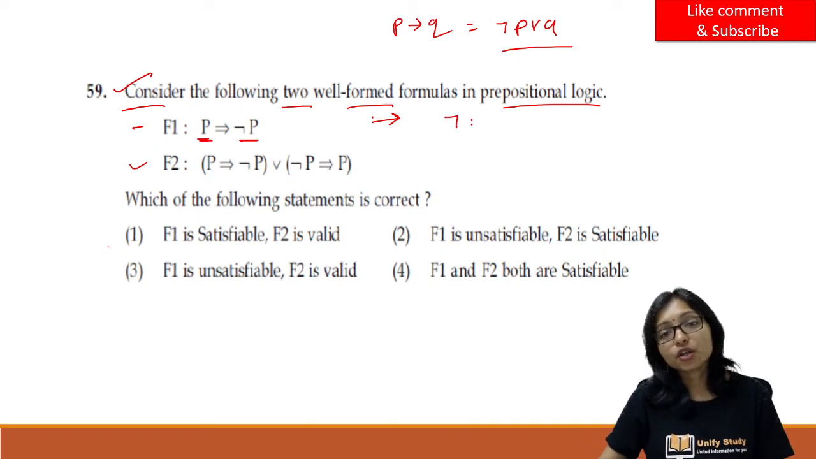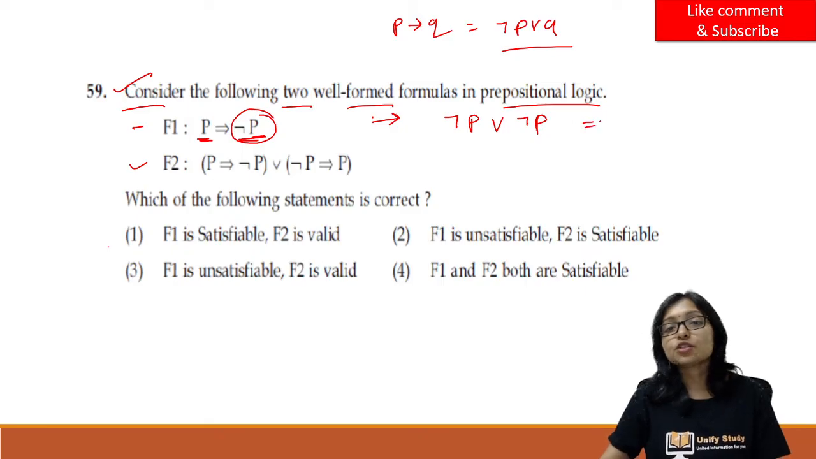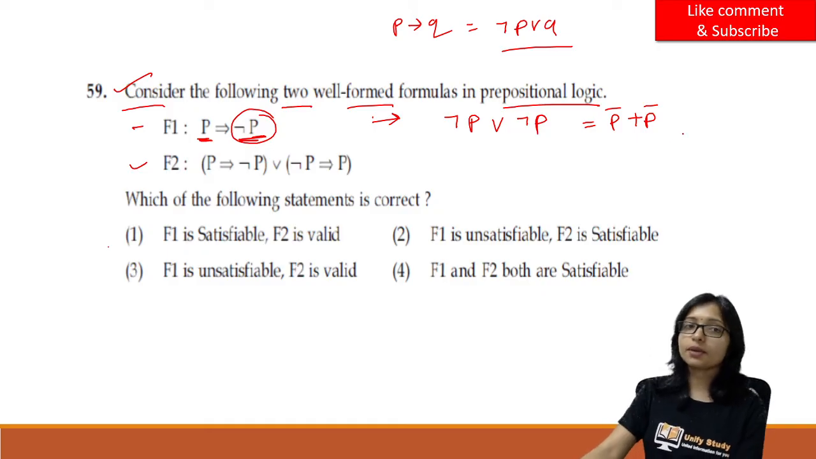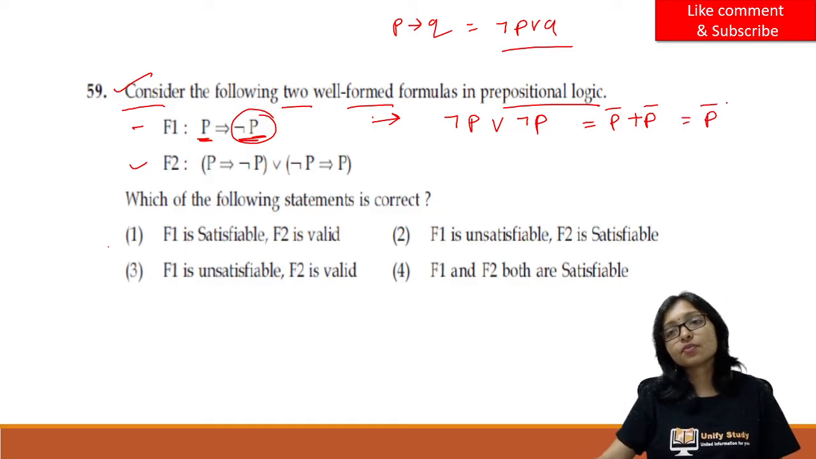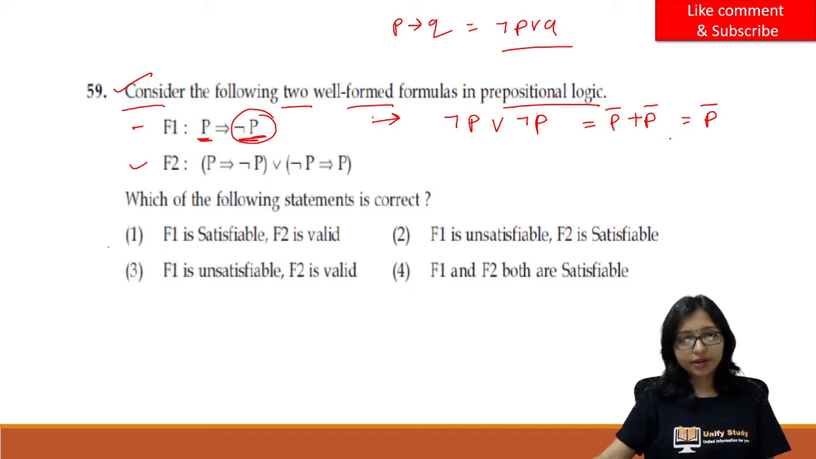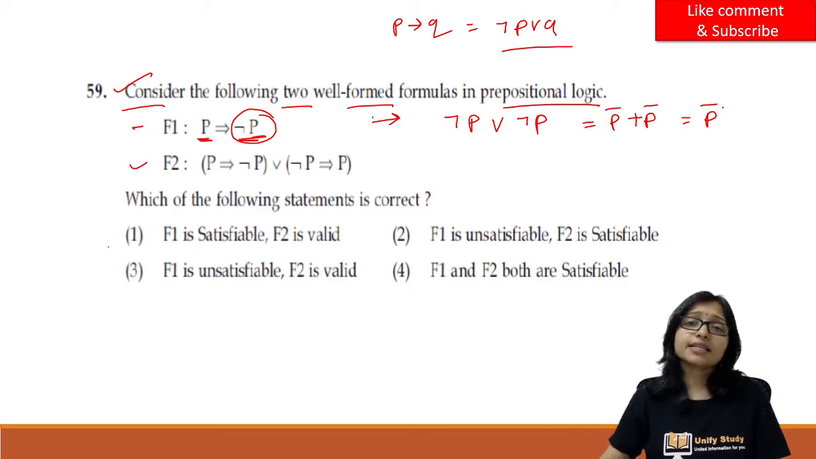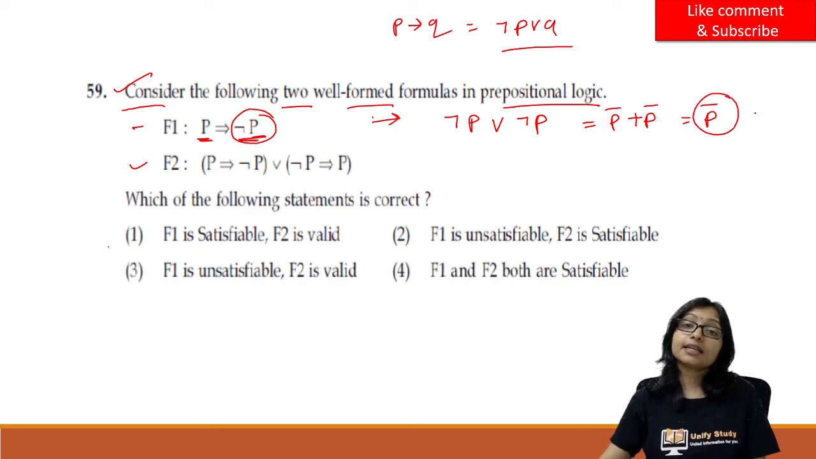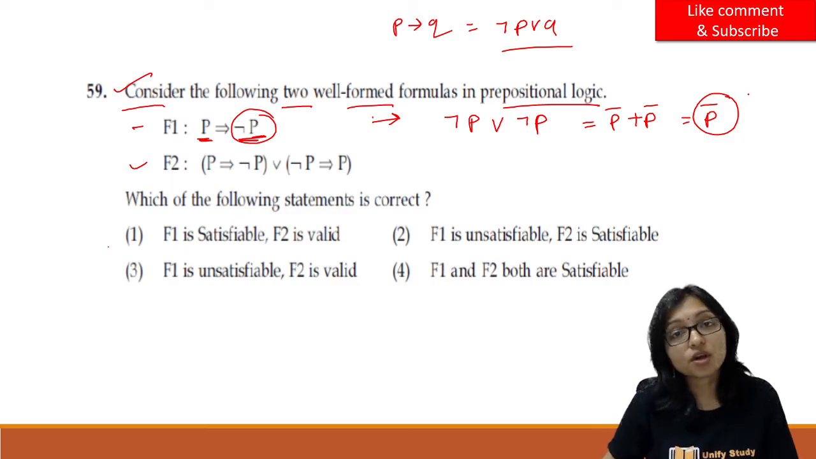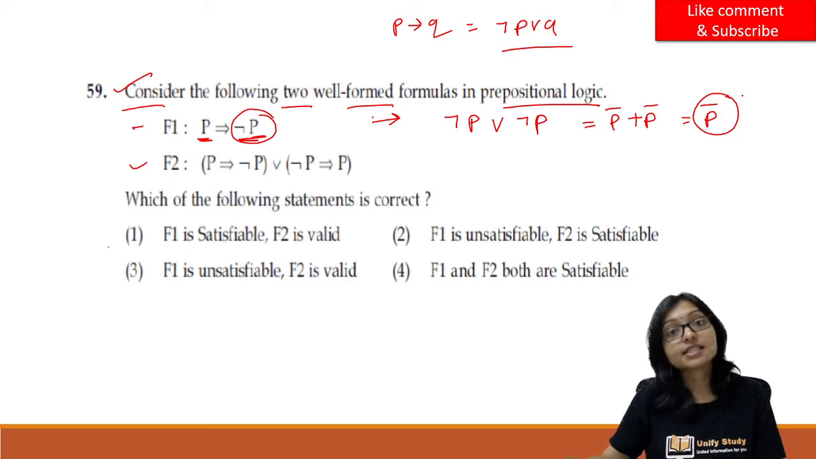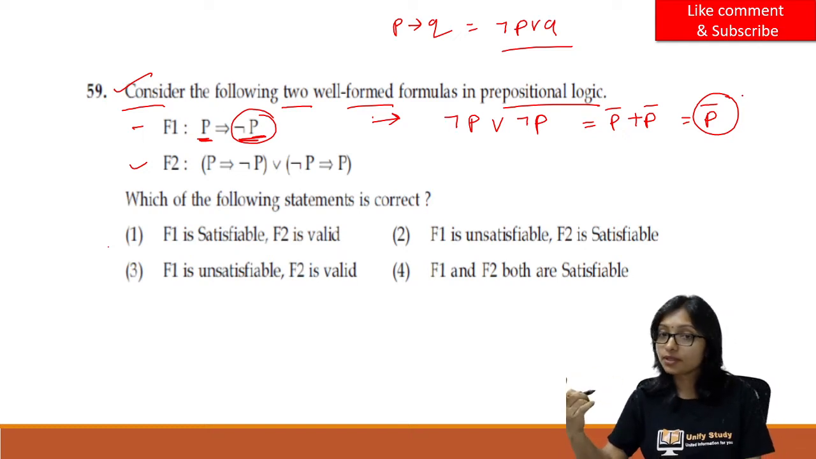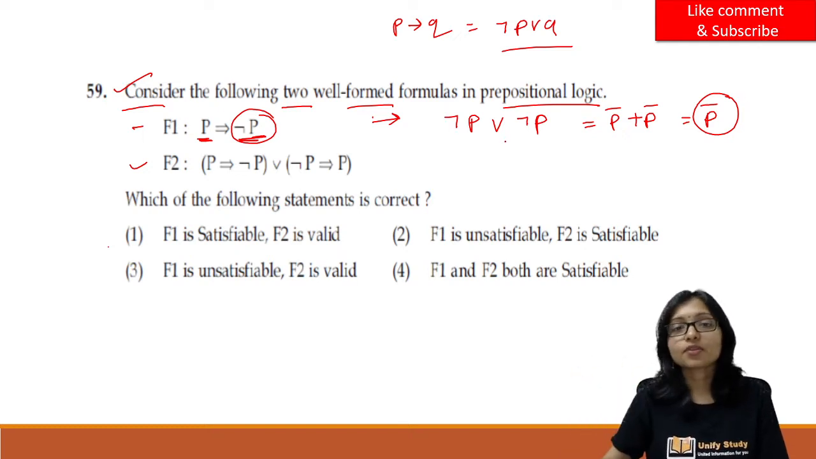So what is it? Not P or Q, and Q is also not P. Now it is actually P bar plus P bar. So your answer will be P bar only. Right? So when it comes out as only P bar, in terms of the variable, what does that mean? Is it valid or is it satisfiable? Which one? Tell me.